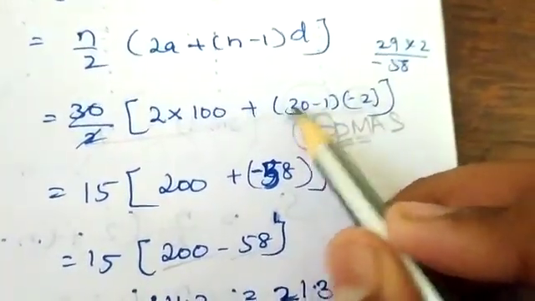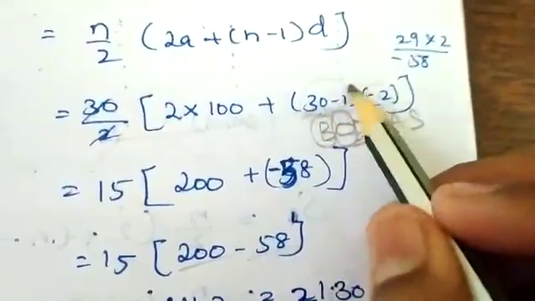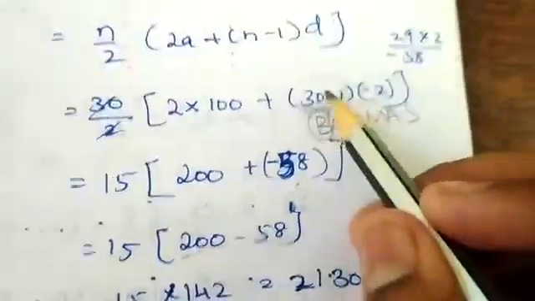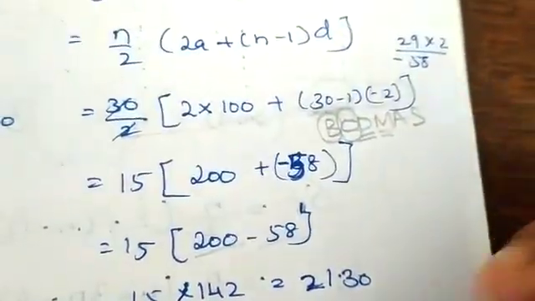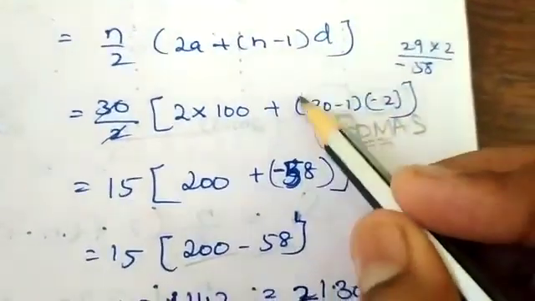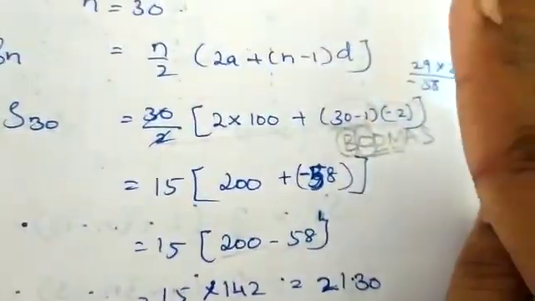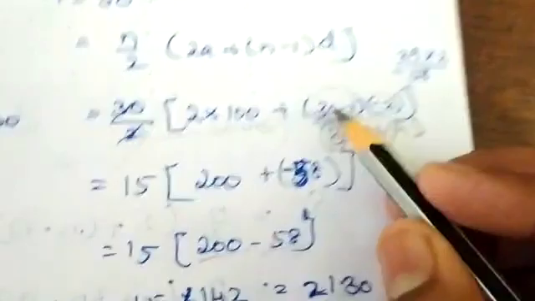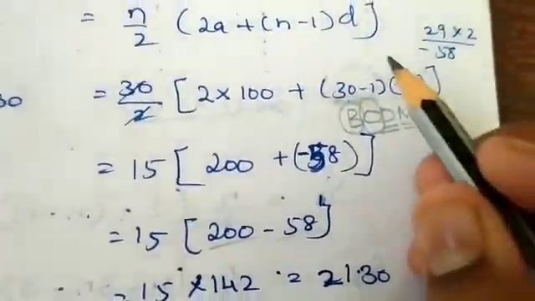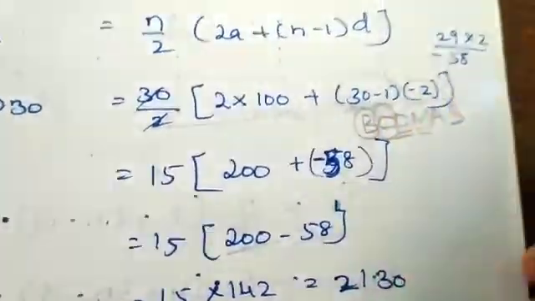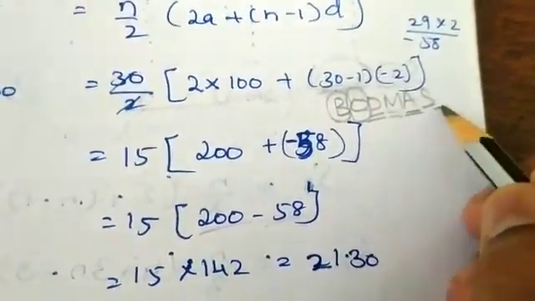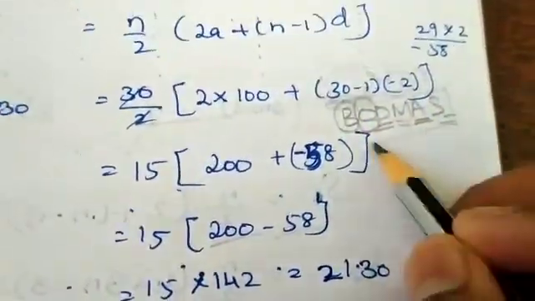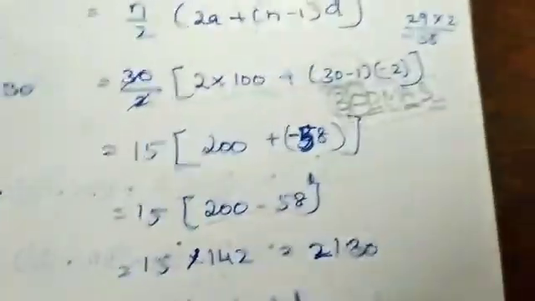So I did 30 minus 1 first, because inside the brackets you should complete first. It can be any symbol and any calculation you can do, but inside the bracket should be completed first, then you should go to the division, then the multiplication, and then addition, and then subtraction. This is addition and this is subtraction. Keep this rule in mind. It is very, very useful in your life.